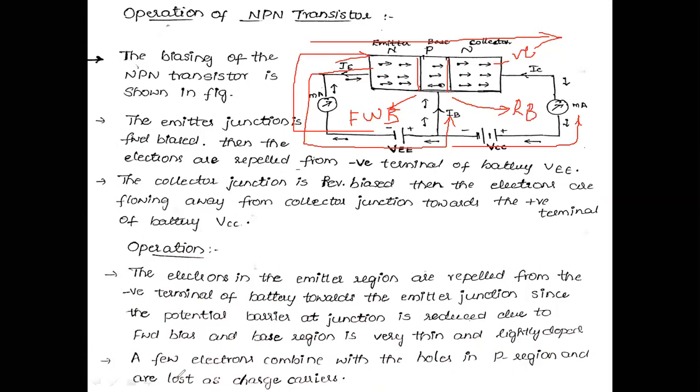The electrons in the emitter region are repelled from the negative terminal of the battery, towards the emitter junction. Since the potential barrier at the junction is reduced due to the forward bias condition, the potential barrier is reduced here.